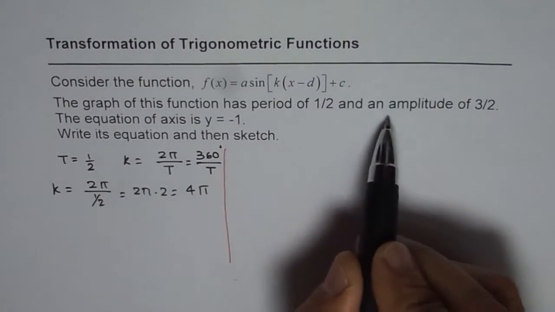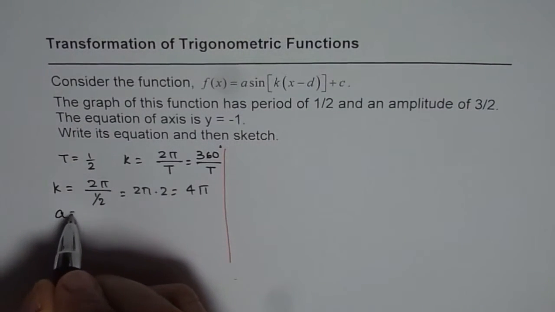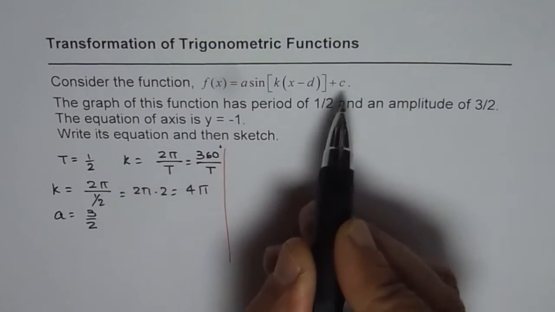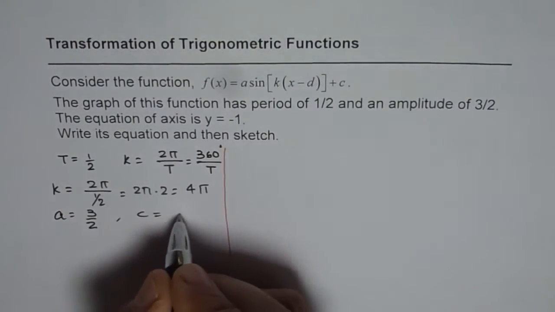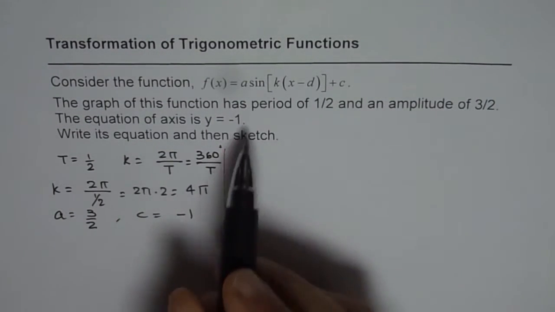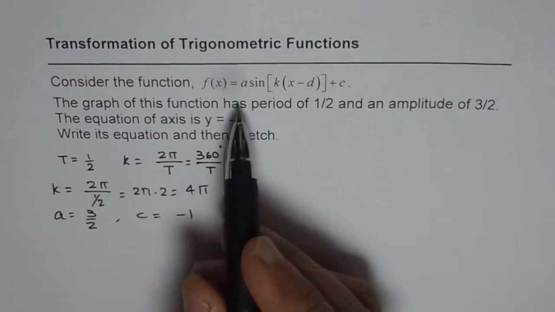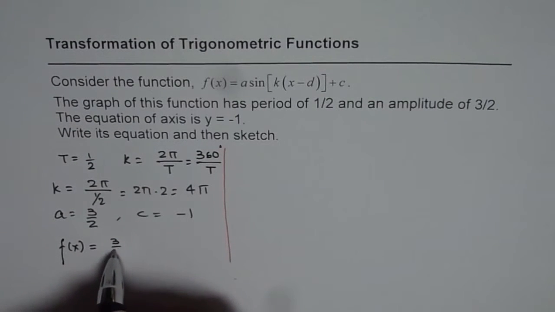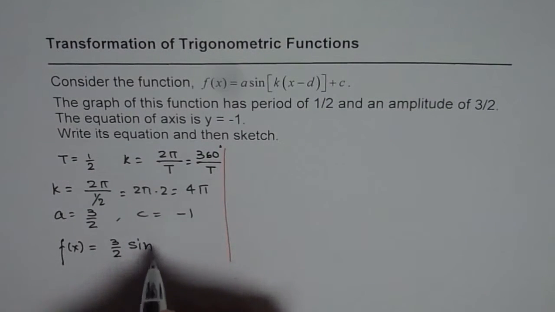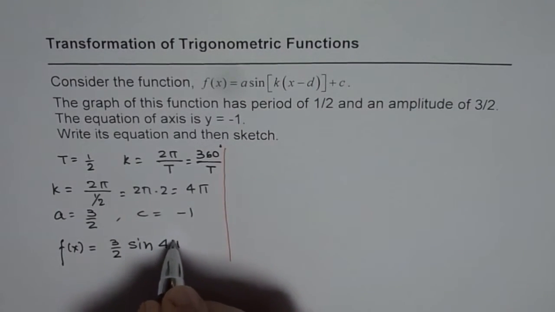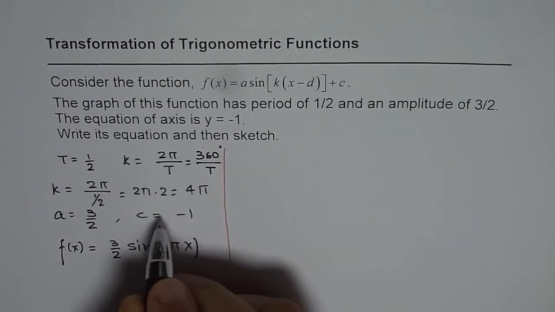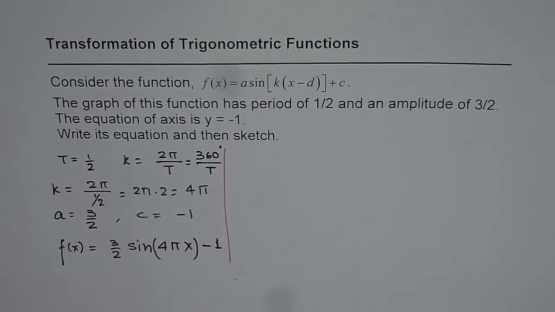We are given an amplitude of 3/2, so a is 3/2. And the equation of the axis is y = -1. That means c is -1. Substituting these values in the equation, we get our function f(x), which is 3/2 sin(4πx), d is 0 for us, right? Plus c, which is -1. So that gives us the function. Now let us see how to sketch it.